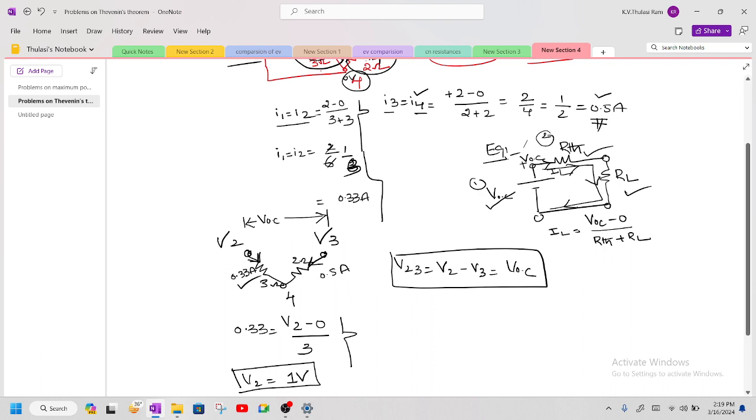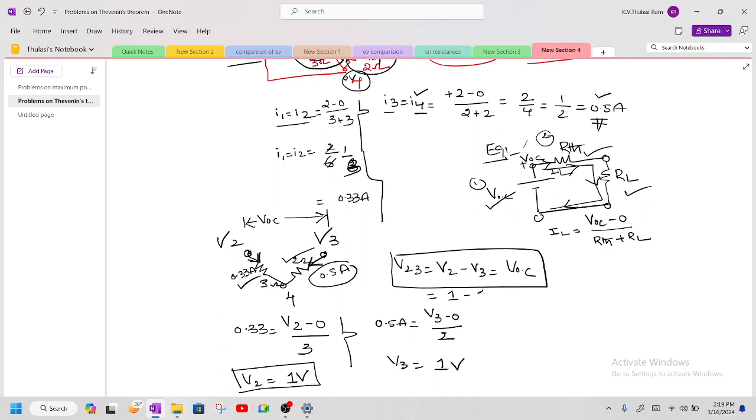Now coming to this branch, what is the current in this branch? You are going to get 0.5 amperes. How to write down that current? You can write it as V3 minus 0 divided by R. What is the value of R? Which is nothing but 2. Therefore V3 is equal to 0.5 into 2, which is 1 volt. Therefore V2 is 1, V3 is 1. So 1 minus 1 is 0. So the potential difference, or the open circuit voltage, you have obtained is 0 volts.